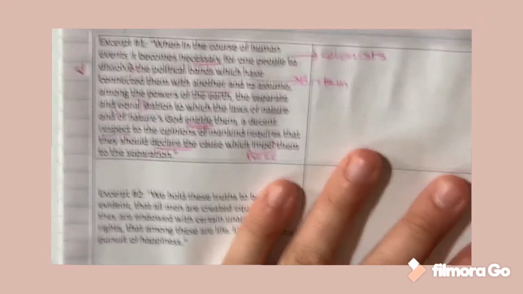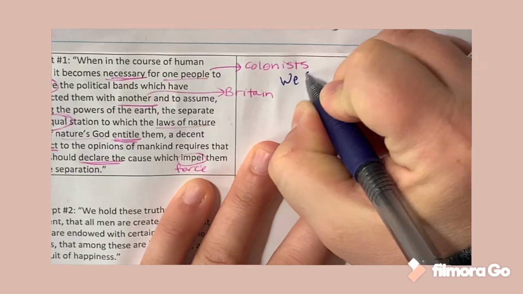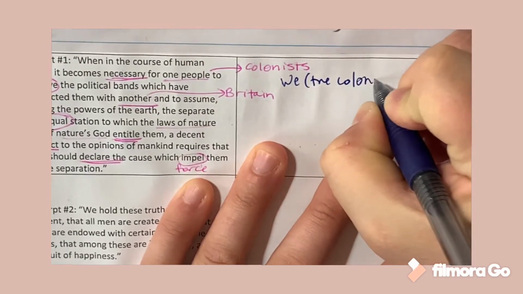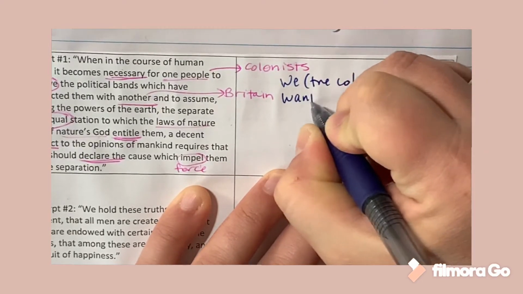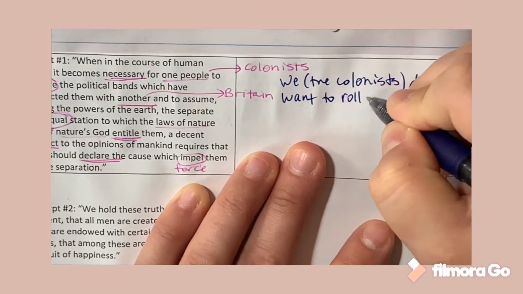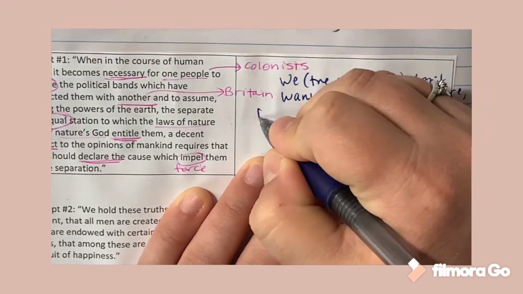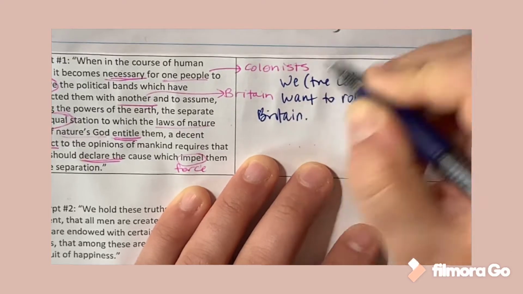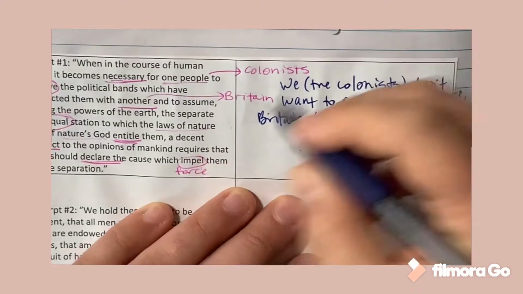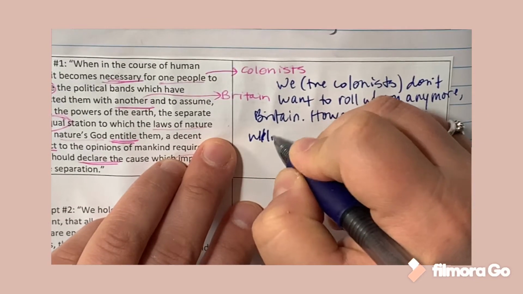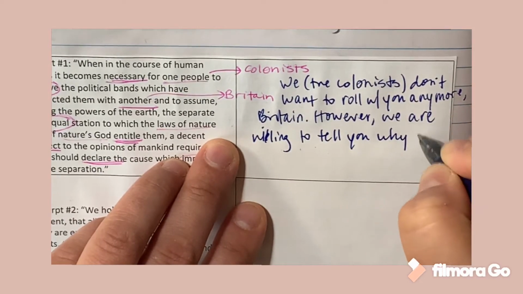So if we're going to paraphrase that, and I'll use a different color here just so that you can see the difference: We, the colonists, don't want to roll with you anymore, Britain. However, we are willing to tell you why that is.